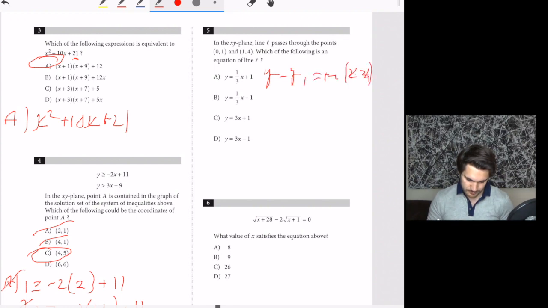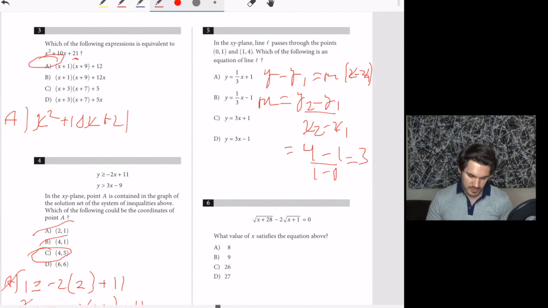And then plug it in. We're only going to plug in for y1 and x1, because remember, an equation of a line has a y and an x in it, so we're not going to put any numbers in for those. But we also need the value of our slope, m. So let's calculate m. m is y2 minus y1 over x2 minus x1, which is equal to 4 minus 1 over 1 minus 0. So our slope is going to be 3.